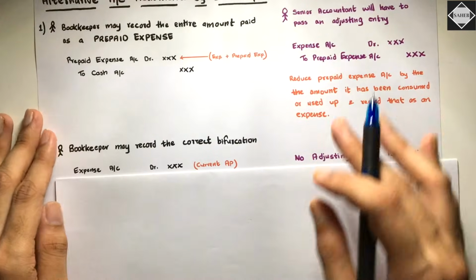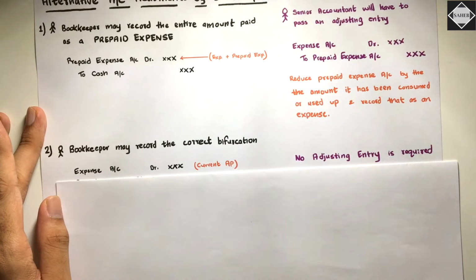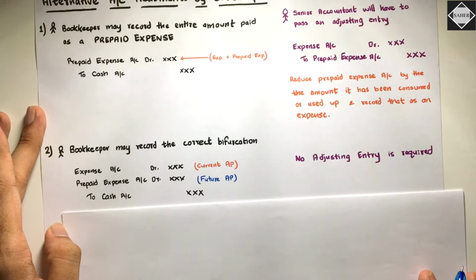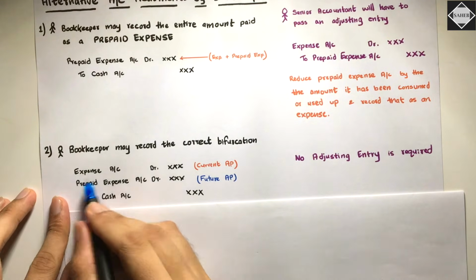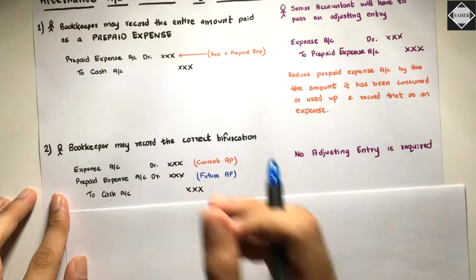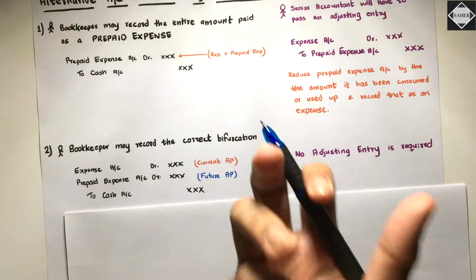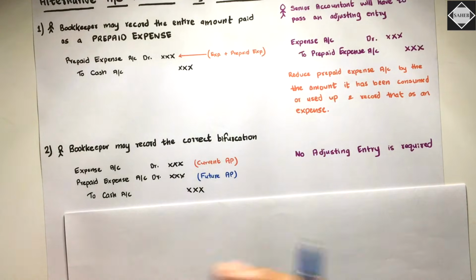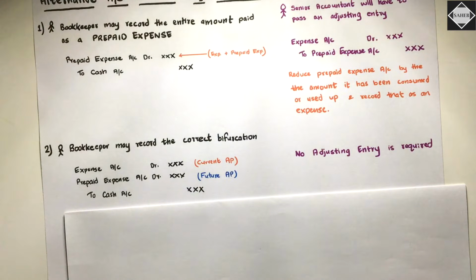Then there is the second accounting treatment. The second accounting treatment is that the bookkeeper may record the correct bifurcation. Correct bifurcation means he is very proficient and is handling the prepayments and accruals. In that case, he will correctly recognize everything, and there will be no adjusting entry required to be passed by the senior accountant. What will he do? Expense account debit 12,000. He will come to know that in this current accounting period 12,000 of prepaid expense will be used up, so he will debit 12,000 to the expense account. It will be completely utilized and become the expense of our company for this accounting period.